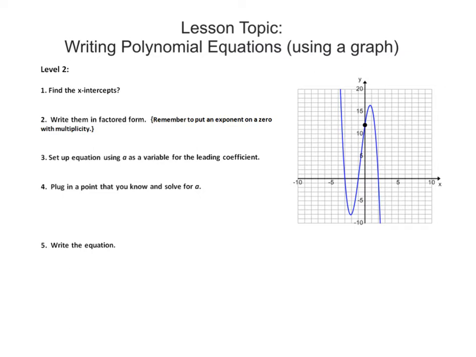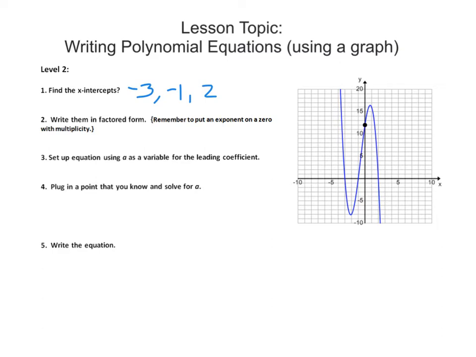The first thing we're going to do is look at our graph and find our x-intercepts. So we have an x-intercept right here where it crosses the x-axis. That would be at -3. And then our next one is right here at -1. And we've got one more over here at 2. So there's our x-intercepts.